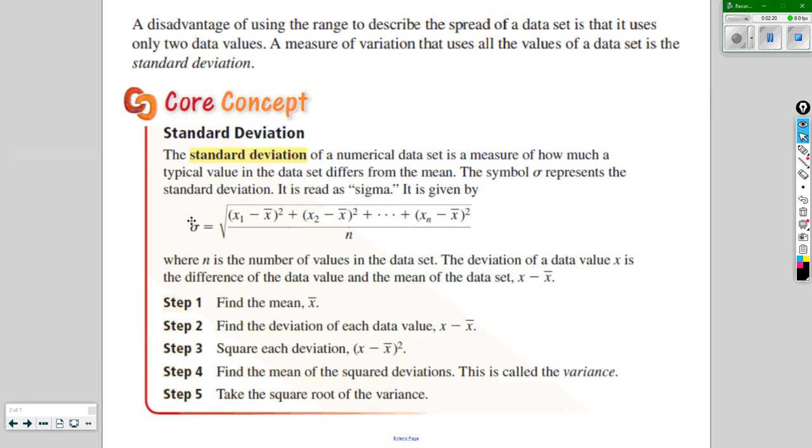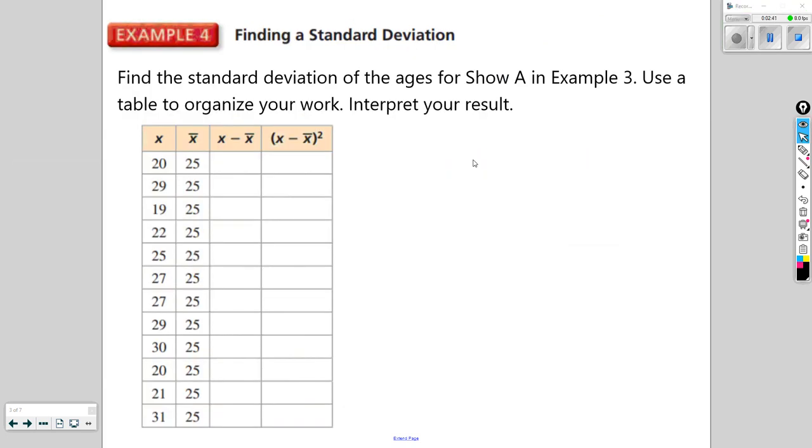Now, like I said, we're going to break this down, and we're going to use a table to do that, so it's a little bit more neatly designed. So let's get into it with this first example. All right, so once again, we're going to find the standard deviation, and what we're going to do first is display this with a table.